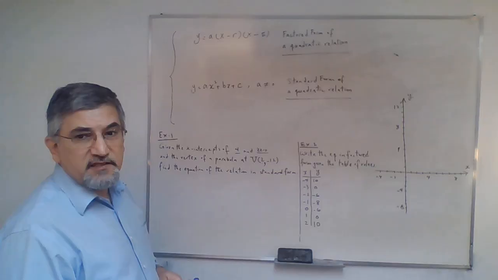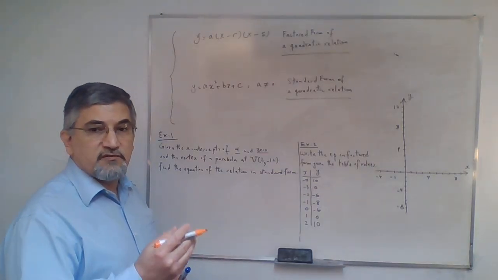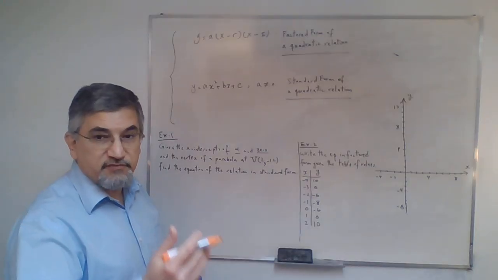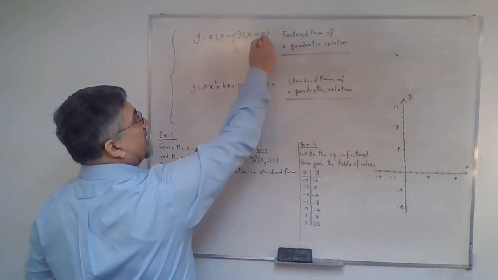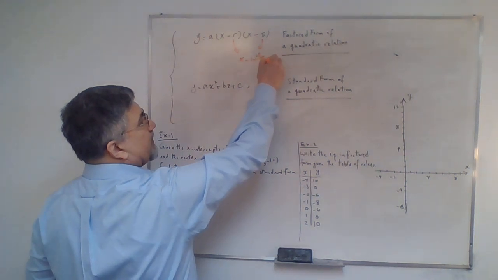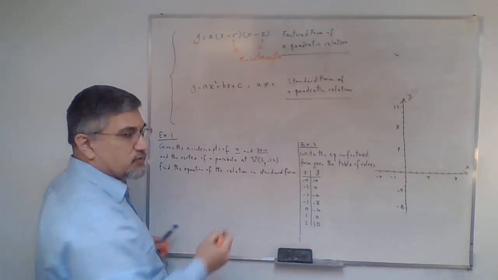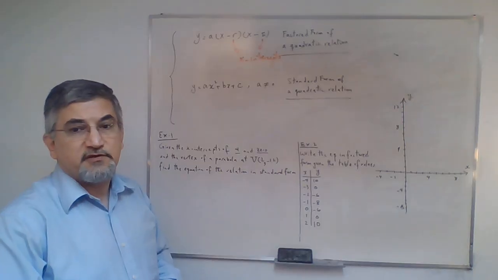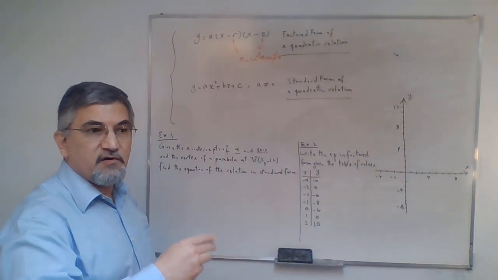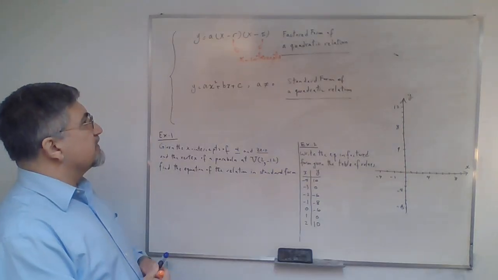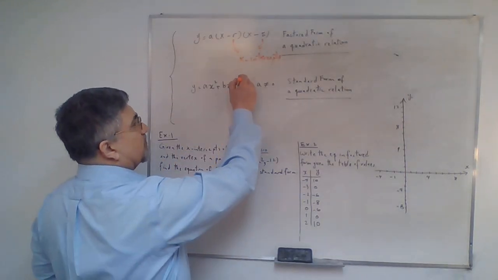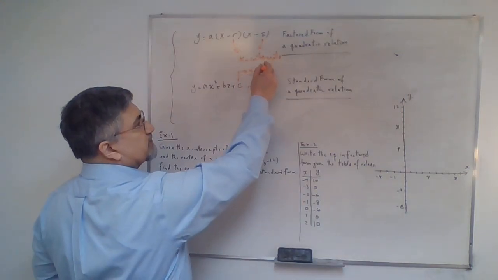So r and s stand for the x-intercepts of the parabola, or the x-intercepts of the graph of the quadratic relation. We also call them the zeros of the relation, as you very well know. Zeros of the relation is the same as the x-intercepts of the graph. And in standard form, if you recall, the c value was actually the y-intercept.